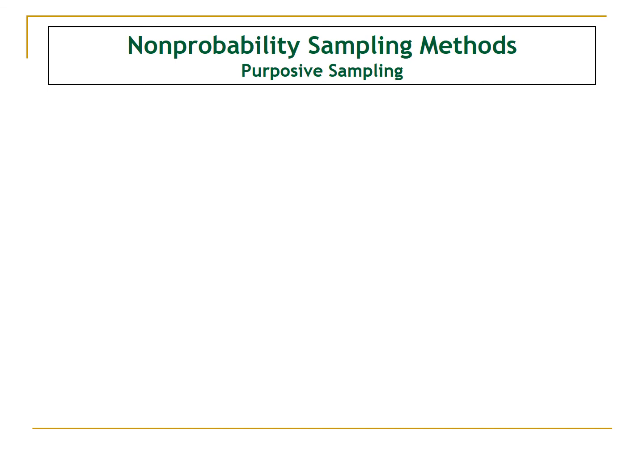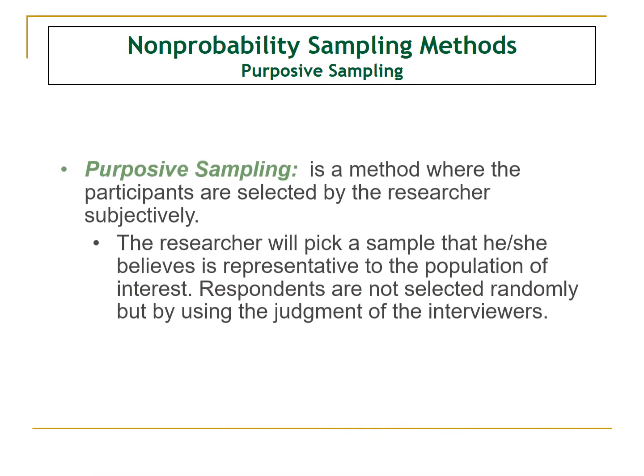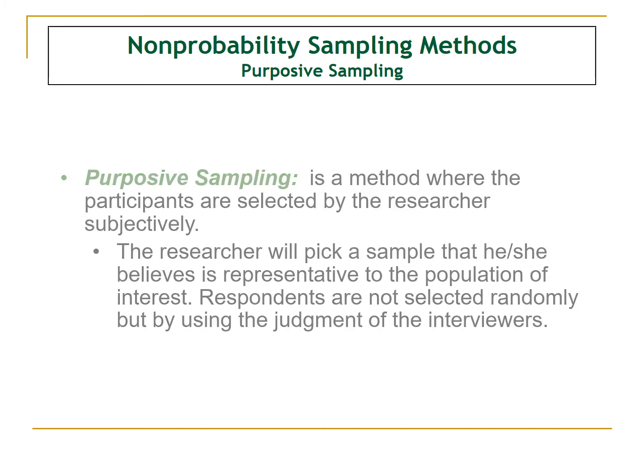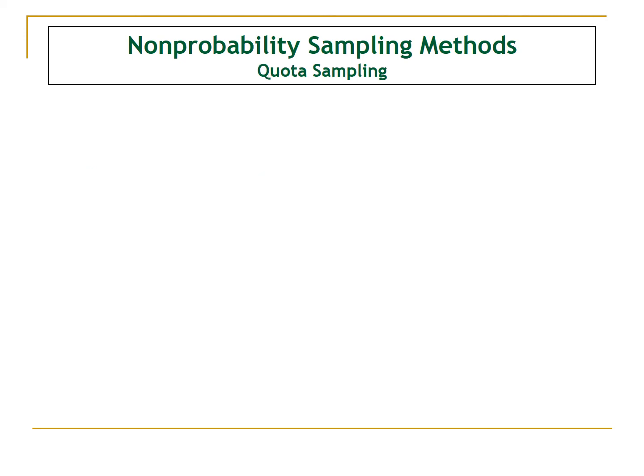One of these methods is the purposive sampling. Purposive sampling is a method where the participants are selected by the researcher subjectively. The researcher will pick a sample that he or she believes is representative of the population of interest. Respondents are not selected randomly, but by using the judgment of the interviewers or the researcher. Take note that in non-probability sampling methods, your statistical tool is limited.